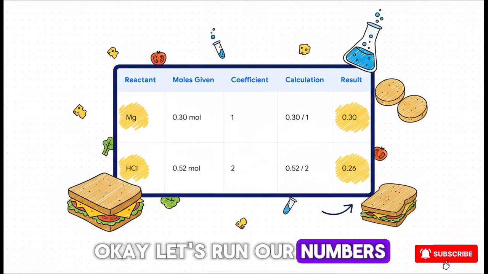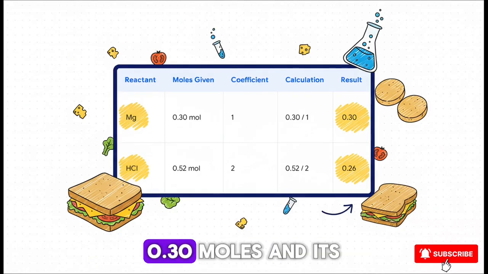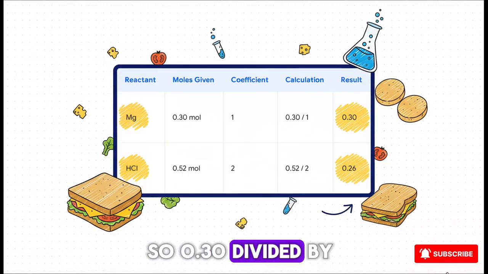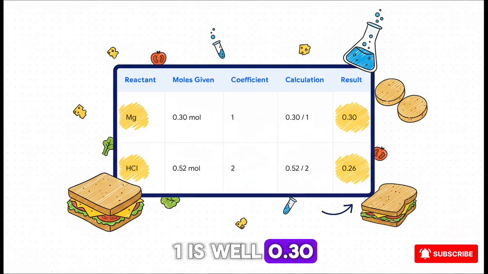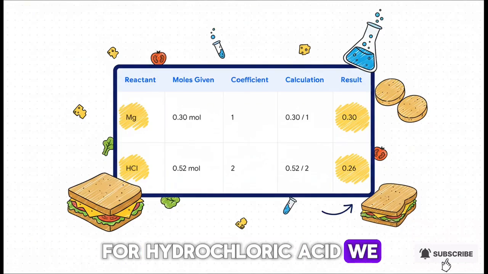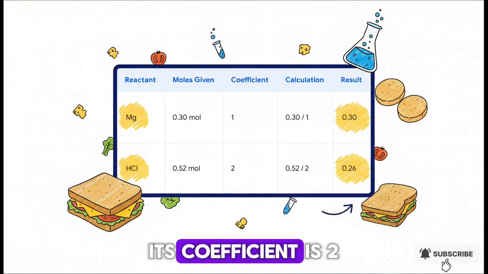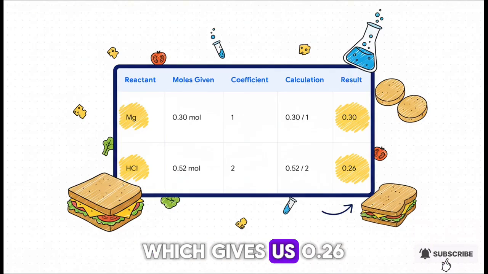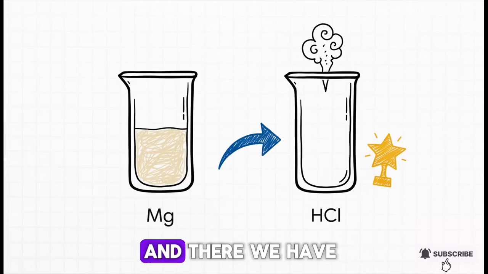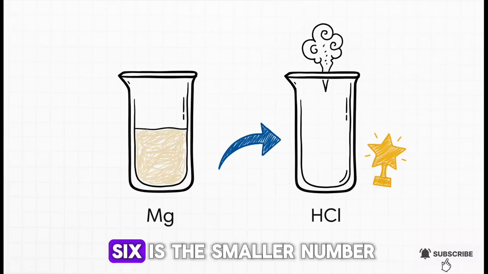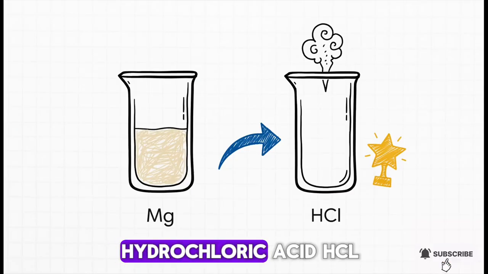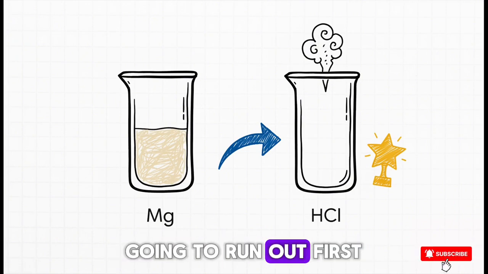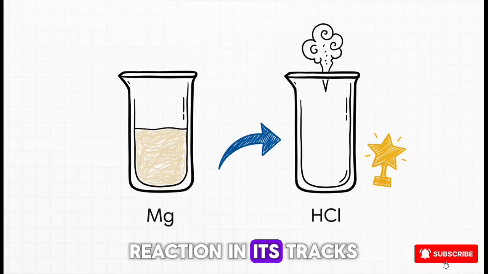Okay, let's run our numbers. For magnesium, we have 0.30 moles, and its coefficient is just 1. So 0.30 divided by 1 is, well, 0.30. For hydrochloric acid, we have 0.52 moles, but its coefficient is 2. So we take 0.52 and divide it by 2, which gives us 0.26. And there we have it. Because 0.26 is the smaller number, hydrochloric acid, HCl, is our limiting reactant. It's the chemical that's going to run out first and stop this whole reaction in its tracks.